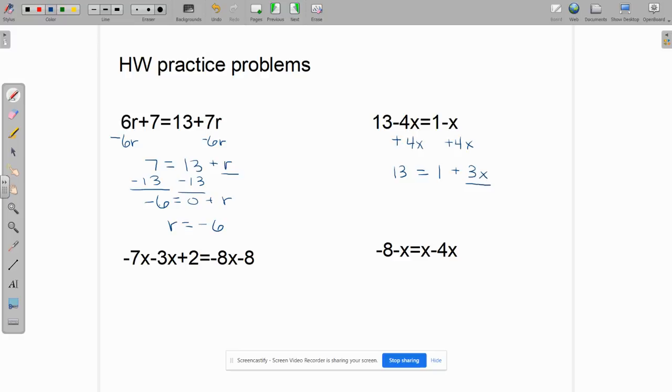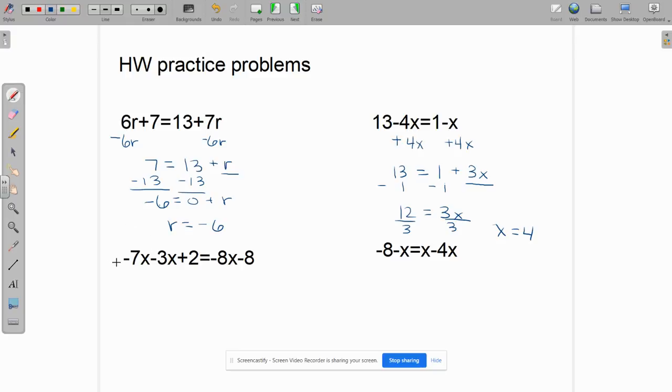Now I want to isolate my variable now that I have it on one side, and by doing minus 1 from the 1 here and minus 1 over here, because I'm doing the same thing on both sides, I'm going to get 12 equals 3x. Divide that by 3, divide that by 3, and I will get x equals 4.